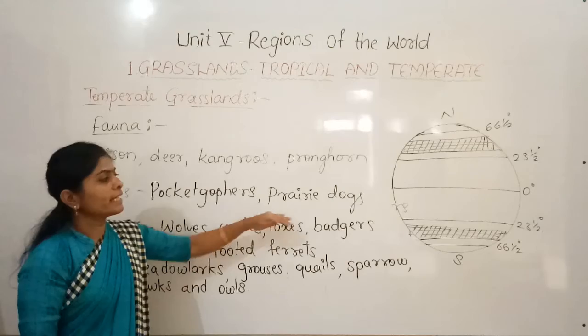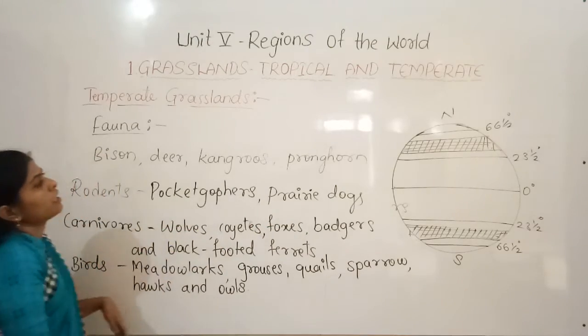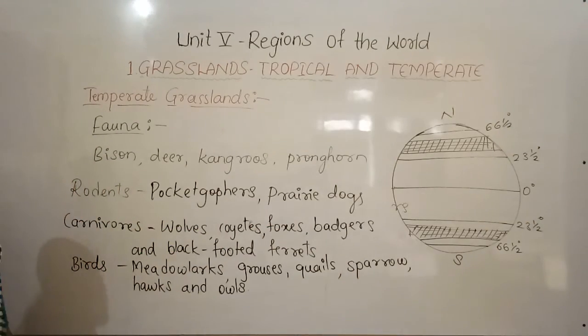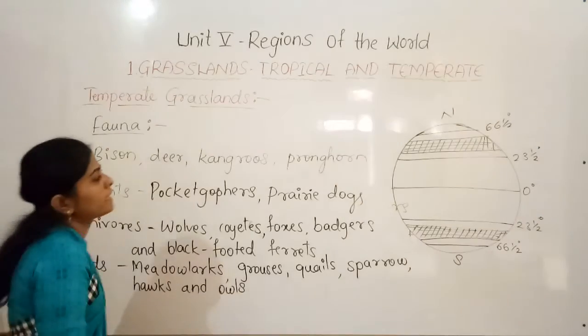And the word prairie is derived from a Latin word. So what does prairie mean? It comes from the word priata, and priata means meadow.